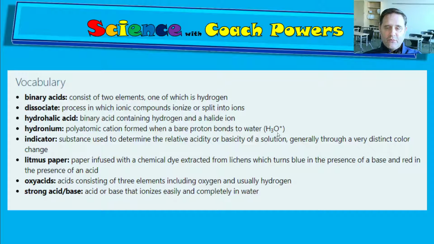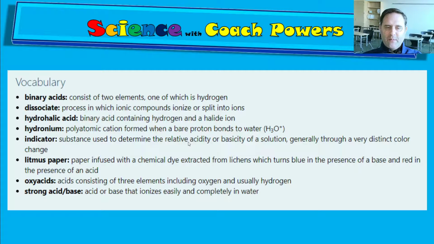Hydronium, that's H3O+, which means it bonds. See how it's positive? It gains a positive proton. It's a hydronium. Okay, you have the concentration of hydronium too, so brackets H3O+. Indicator: something that tells you what the acid is, if it's a strong acid or where it exists.